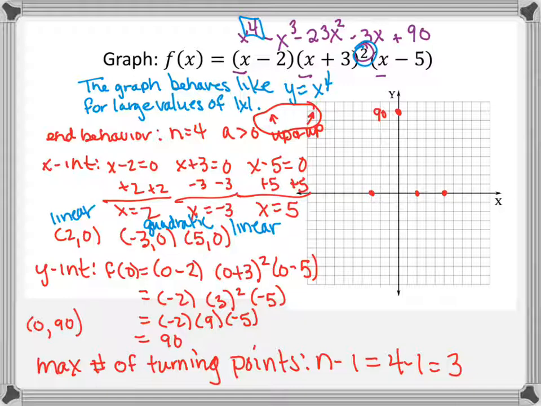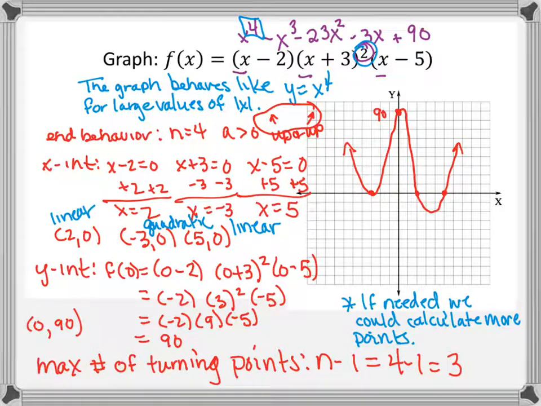So again, we know our graph is going to be up and up. It's going to turn around at (-3, 0). So it could look something like this. Again, if needed, we could calculate more points by choosing values for x.